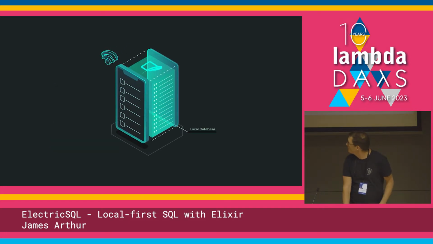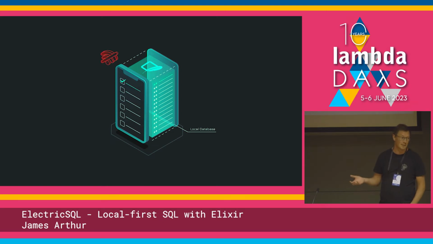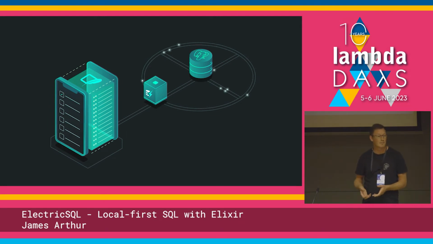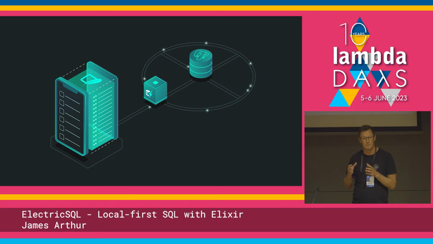So basically, what is local first? There's a great manifesto by Ink and Switch that talks a lot about it as a paradigm, and there's quite a lot of different aspects of it. Basically, what it boils down to is a model where your application code talks to a local embedded database, and then data syncs in the background.